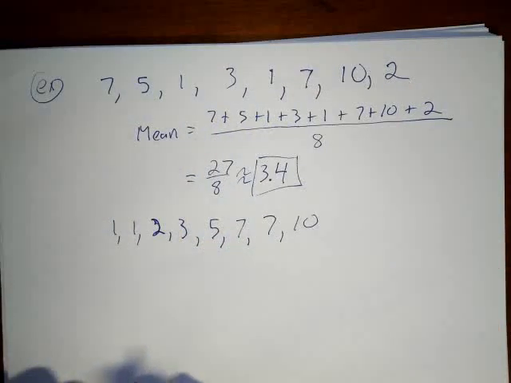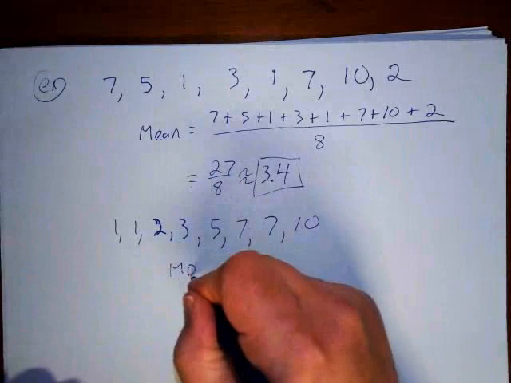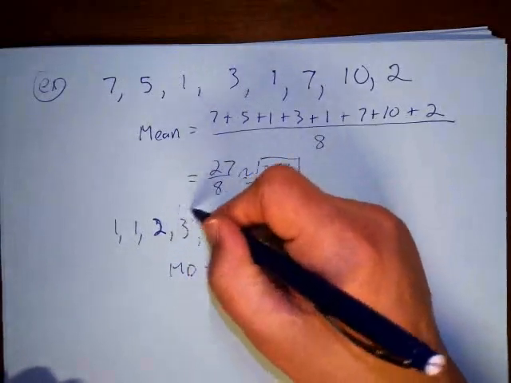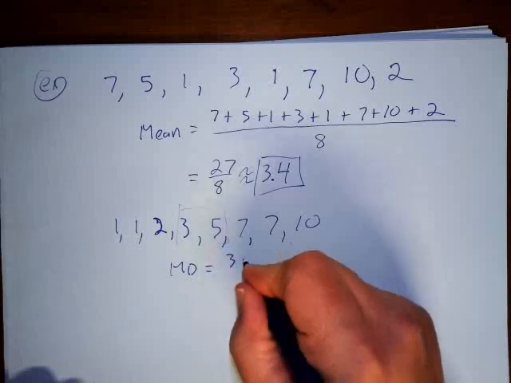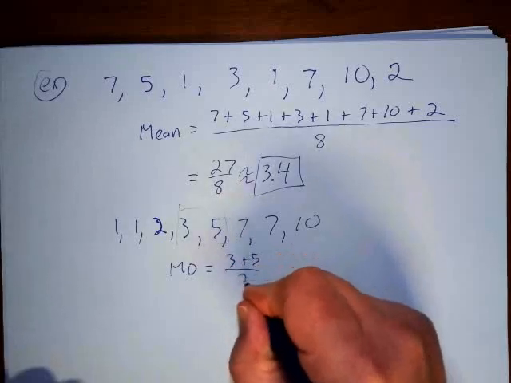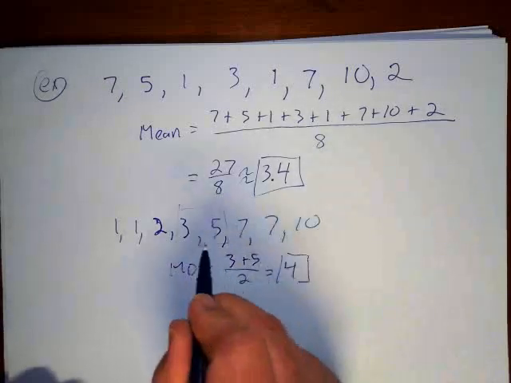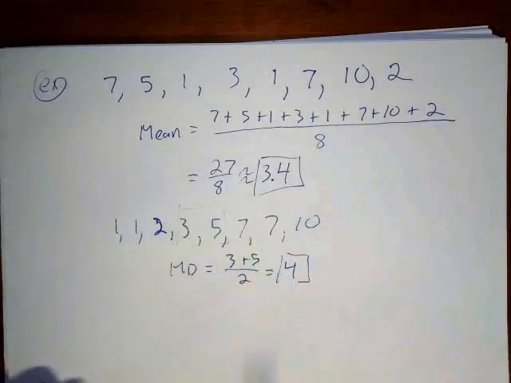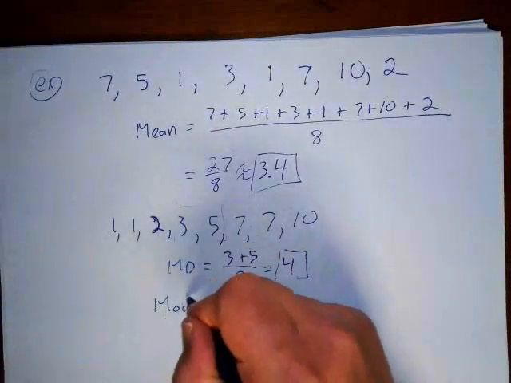Okay, so now the median would be the middle value of the data set, and there's an even number of values, so I got to average the 2 middle values there. So that would be 3 plus 5 divided by 2. 8 divided by 2 is 4, and indeed 4 is halfway between the 3 and the 5. So that's the median. Now what about the mode?